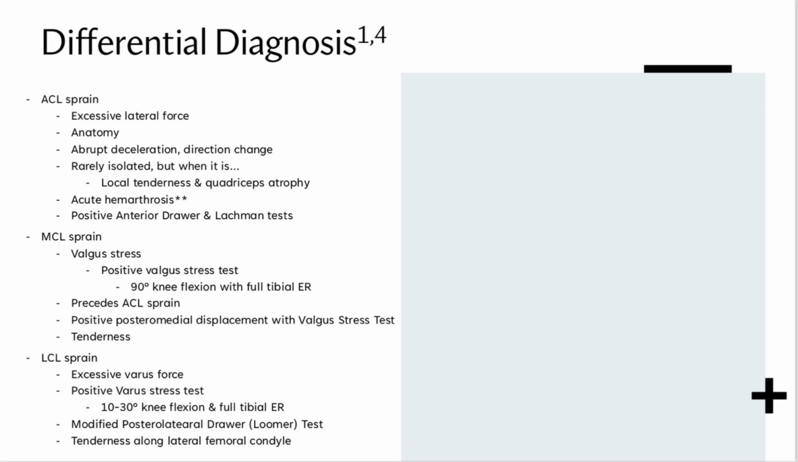With the LCL sprain, it often occurs due to an excessive varus force, so the force will be directed on the medial side of the knee, translating laterally. It can be confirmed by a varus stress test with the knee in 10 to 30 degrees of flexion and the leg in full tibial external rotation. Also, the modified posterior lateral drawer or a Lachman test may be used to determine LCL sprain. And a common symptom of an LCL sprain would be tenderness along the lateral femoral condyle.